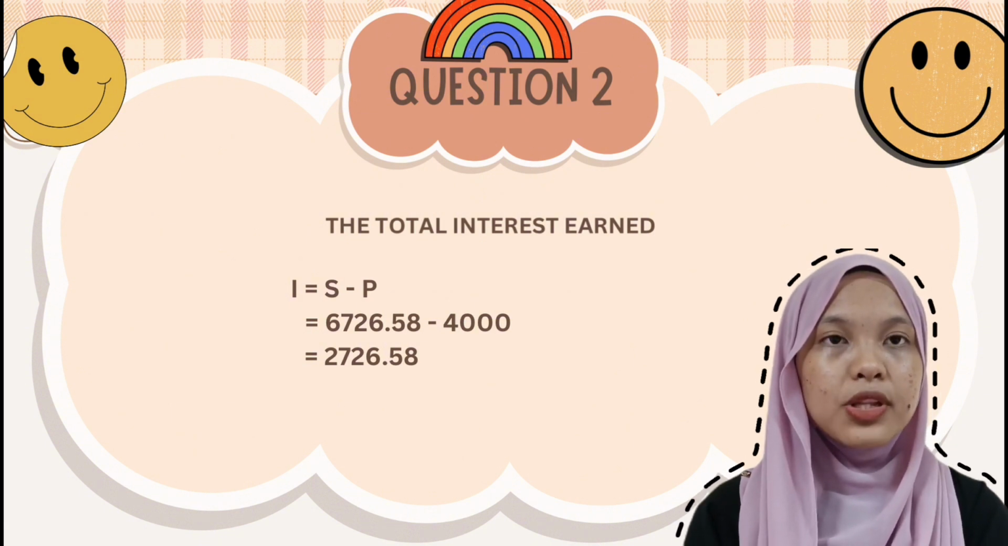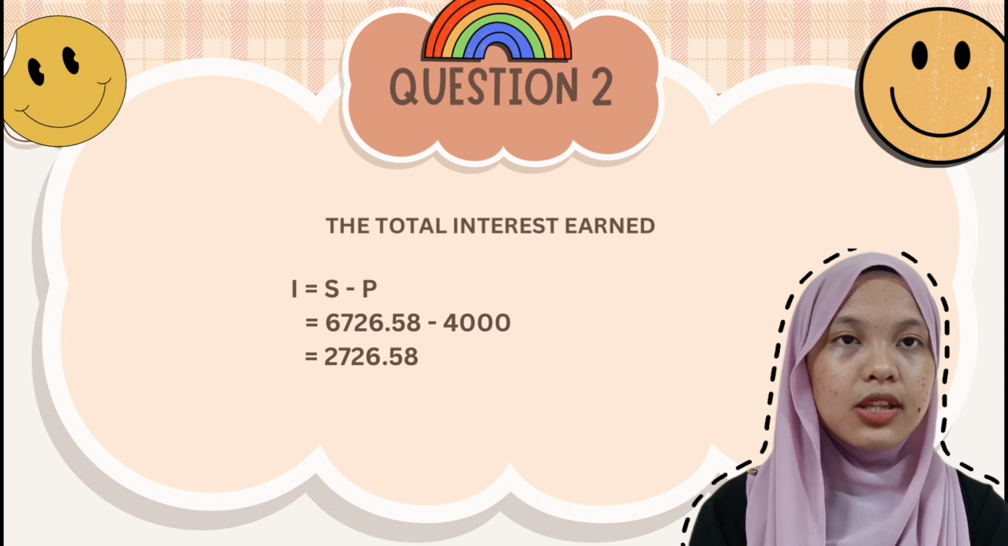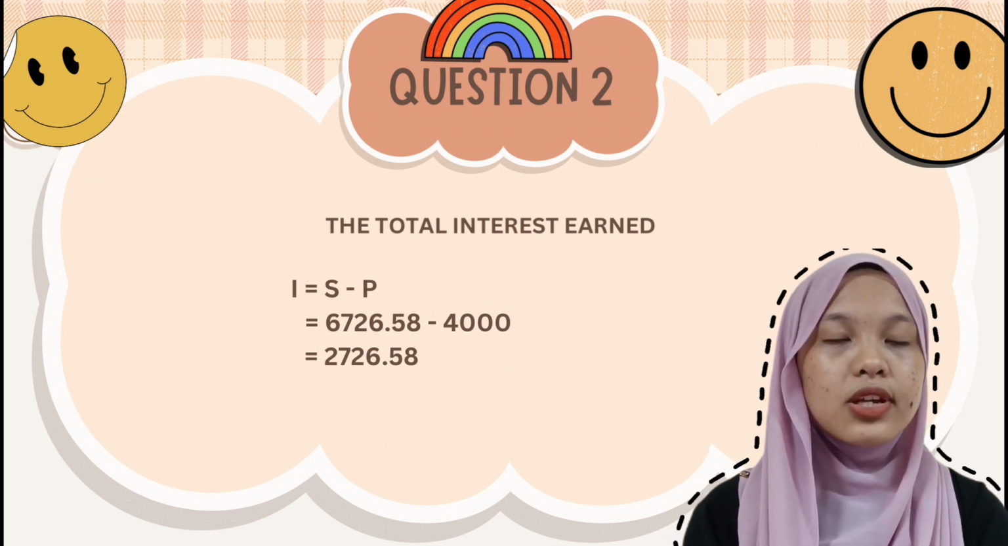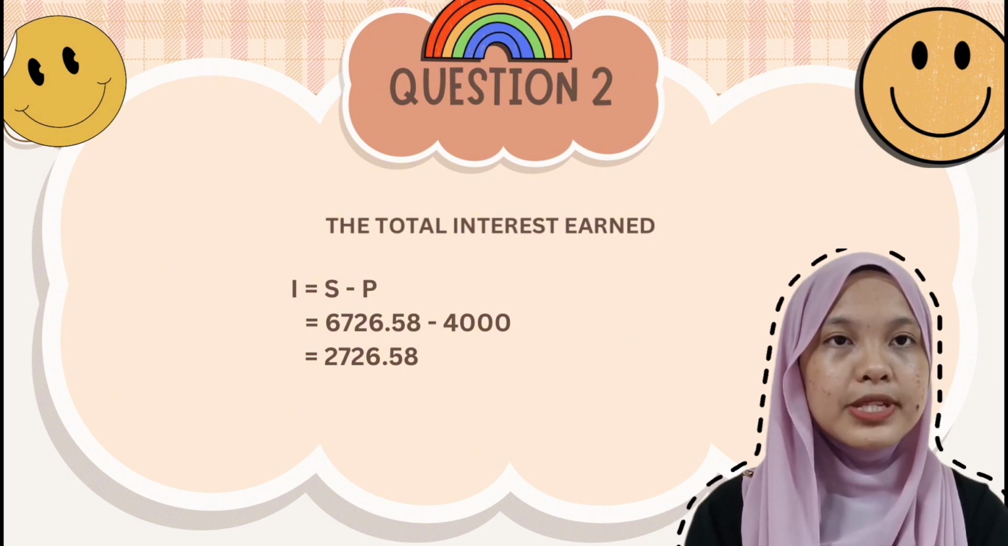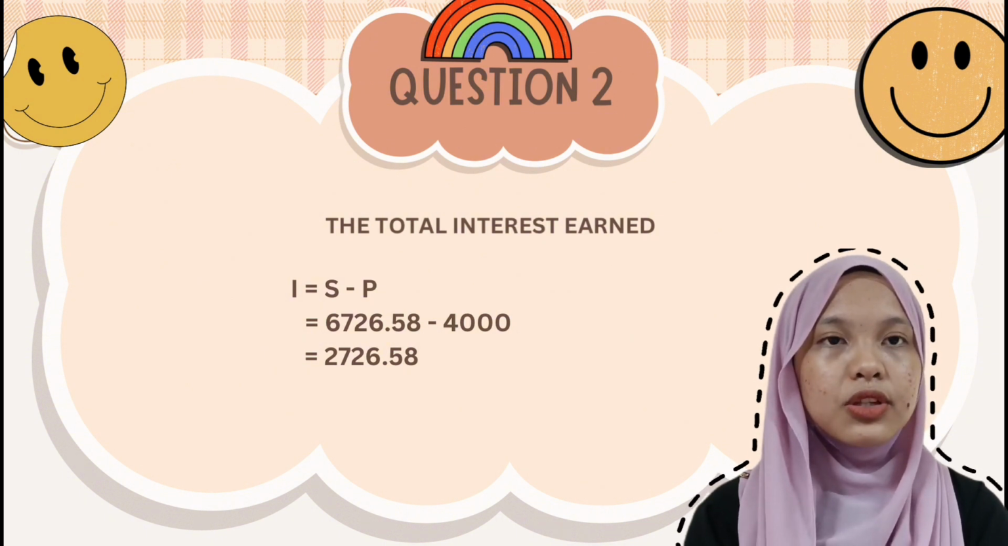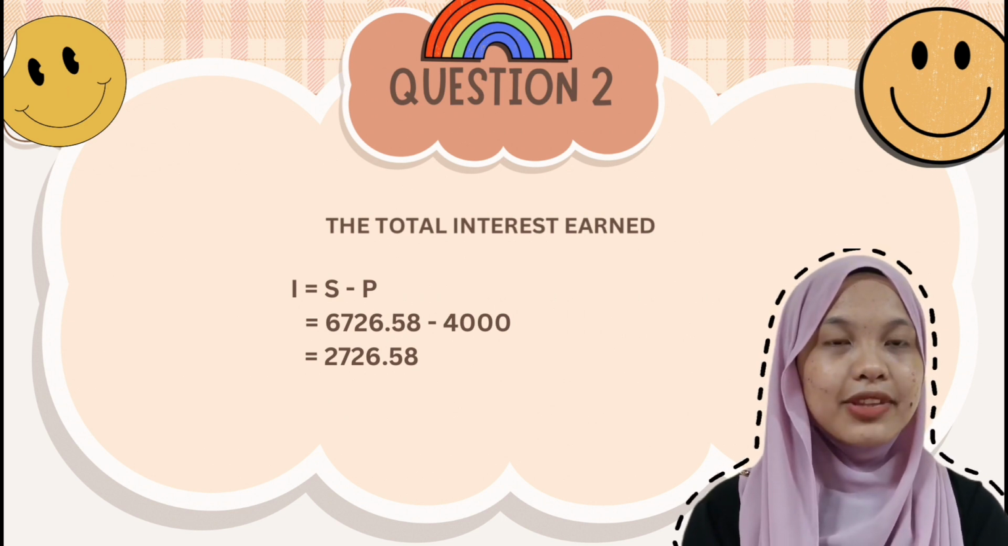So the next question, we need to find the total interest earned. We use this formula, which is I equals S minus P. S is the amount at the end of investment, which is 6,726.58, minus 4,000 ringgit, which is the original principal. So the answer is 2,726.58.